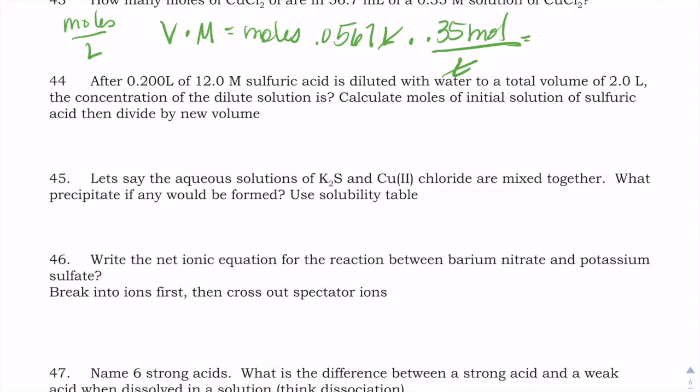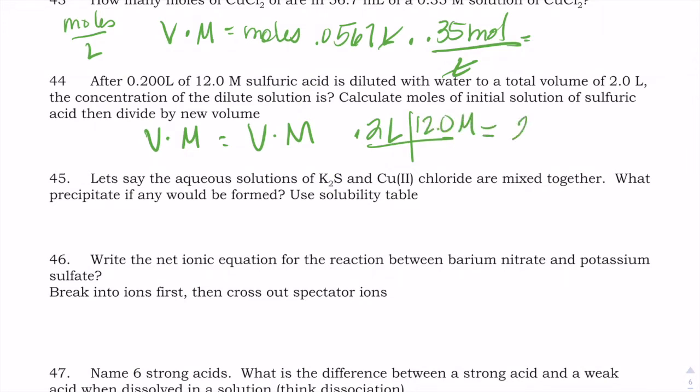Number 44, we're going to do volume times molarity is equal to volume times molarity. You have 0.2 of a liter of 12 molar sulfuric acid. That is equal to 2 liters times X. So you would divide it by 2. And again, I'll let you do the math.